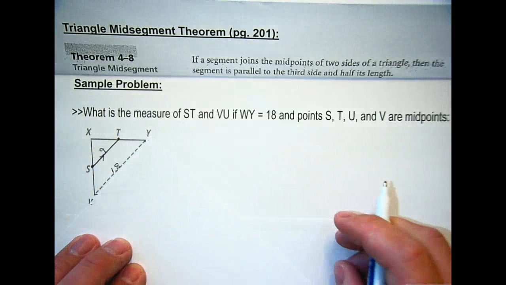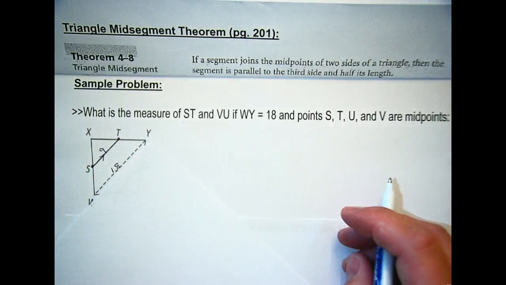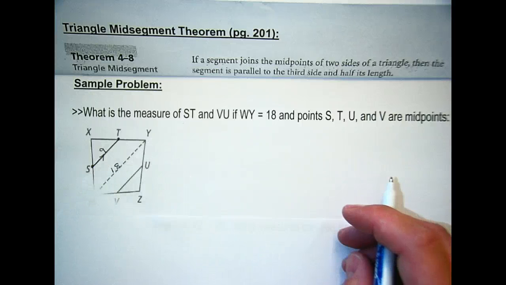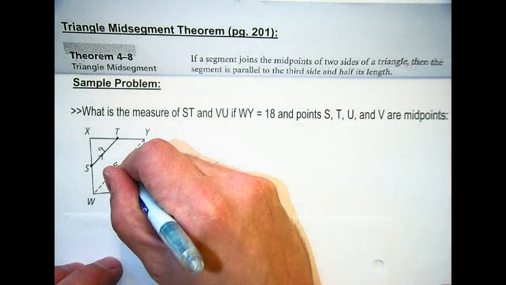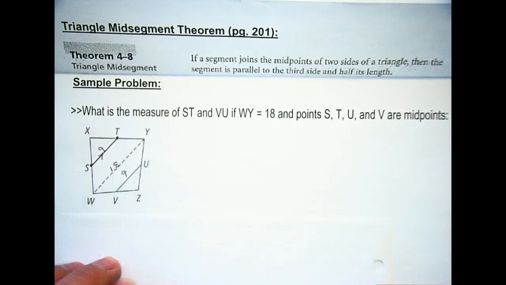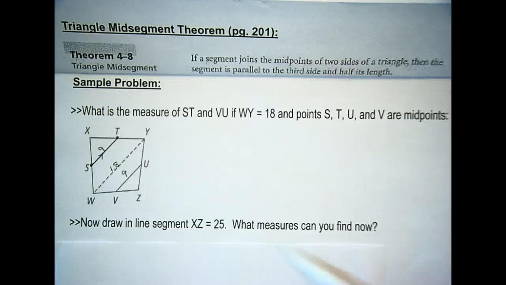Now, how many got it? Good. How many got it before I gave you the hint? Okay. What's VU? 9. Okay. Now, I want you to draw in XZ. It's labeled, it has a length of 25. And I want you to tell your neighbor what you can find now. And unfortunately, we only get about 2 minutes. Otherwise, you get no time on your assignment today.